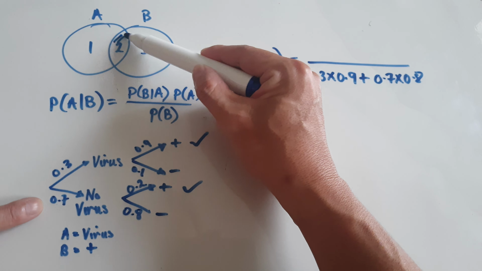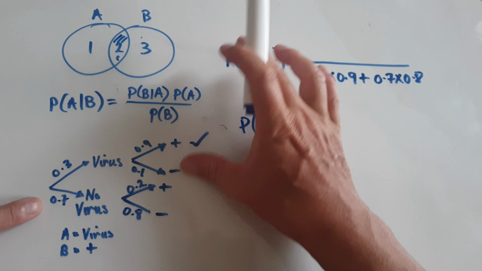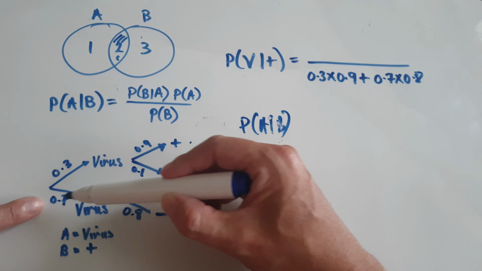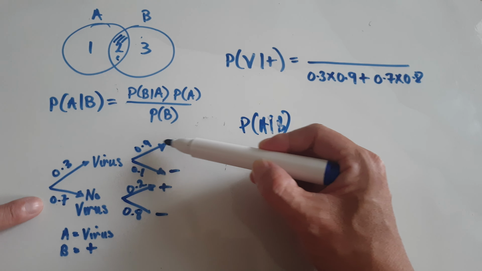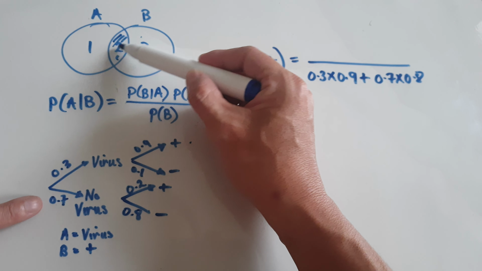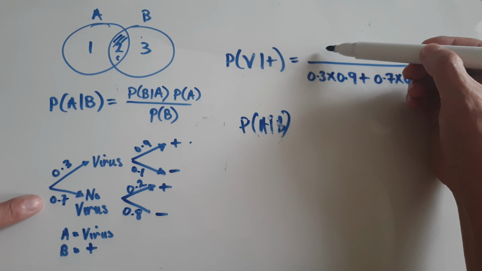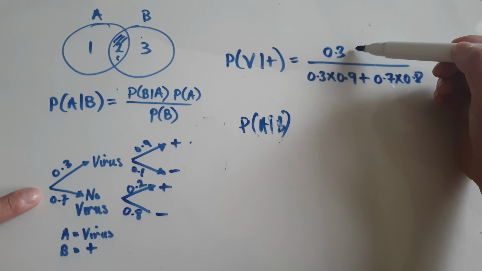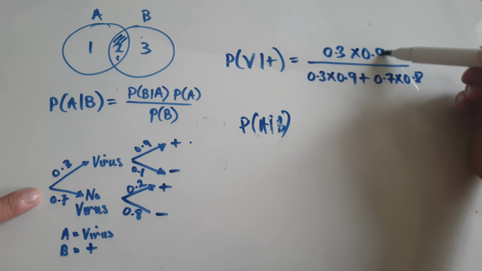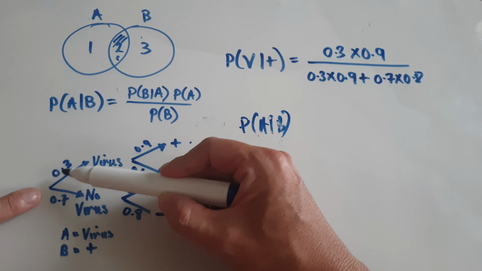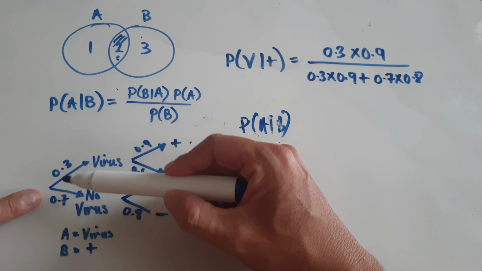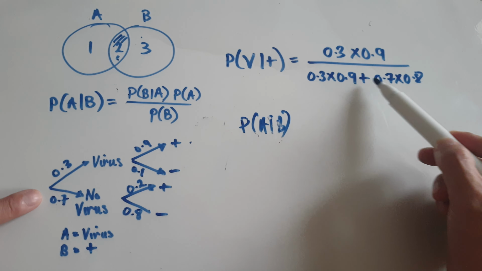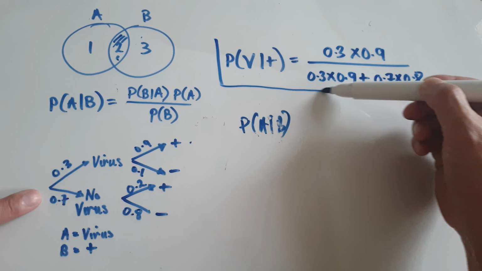Now you need the part. The part would be, given that it is positive, and you want to know the probability of the virus, so you must go down this branch here. So this is the part here. So this would be 0.3 times 0.9. So you need this branch divided by the combination of this branch and this branch. So that's this whole thing here. So this is your final answer.